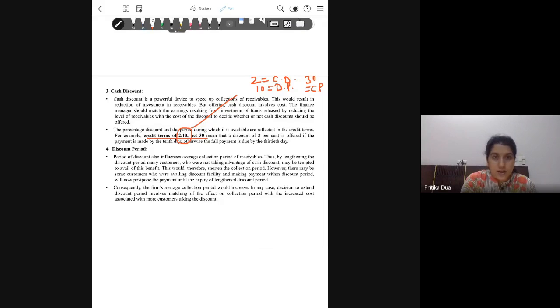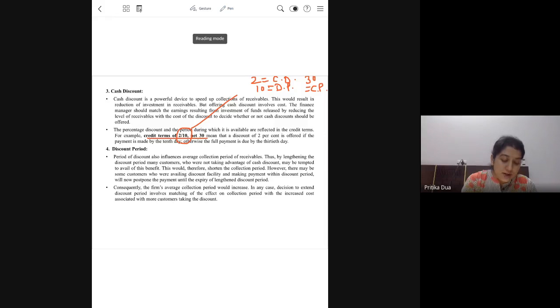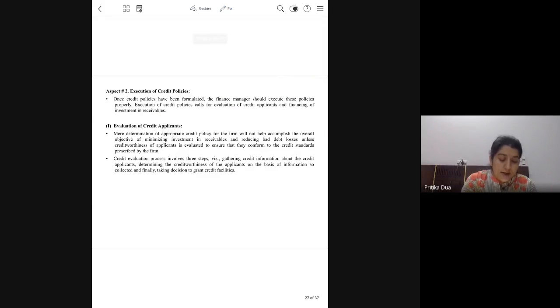So these pointers are considered when the firm is framing its credit policy. The second decision area is the execution of credit policies, that is, how to execute those credit policies which have been decided in the first area.